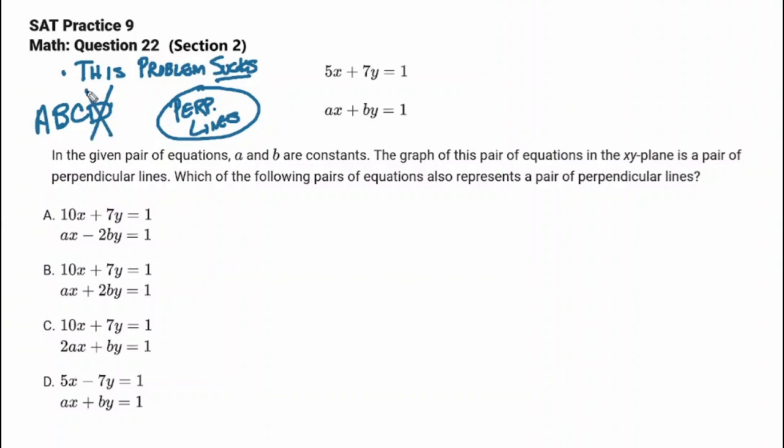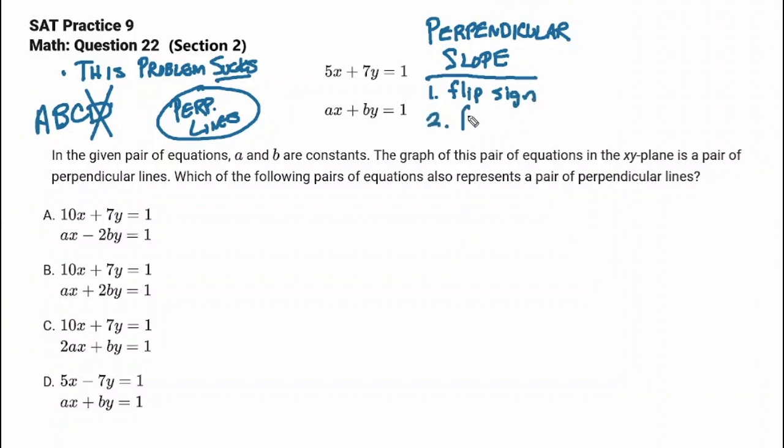As far as actually how to do the problem, what's this problem about? This problem is about perpendicular slope. And in order to find perpendicular slope, you got to do two things. You got to flip the slope sign, and you got to flip the slope fraction. So what we're going to do is find the slope of this line, and then flip the sign and flip the fraction to see what the slope of this line has to be.